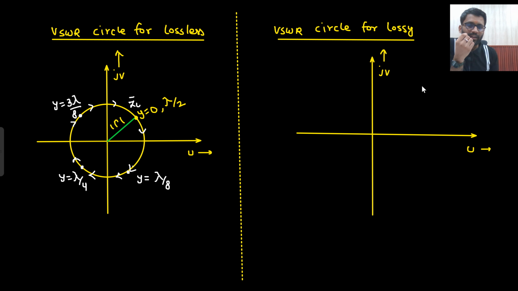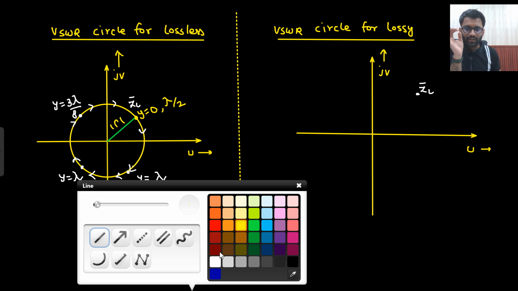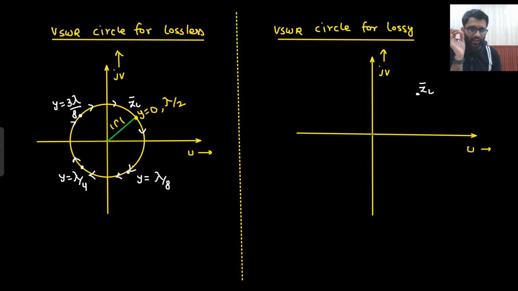Let's just say I have located my ZL dash here. So this is my ZL dash. With respect to this ZL dash at y equals 0, that means at load, let me use a different color of pen. So at load, load means y equals 0, I am having this much of a reflection coefficient. But now what will happen?